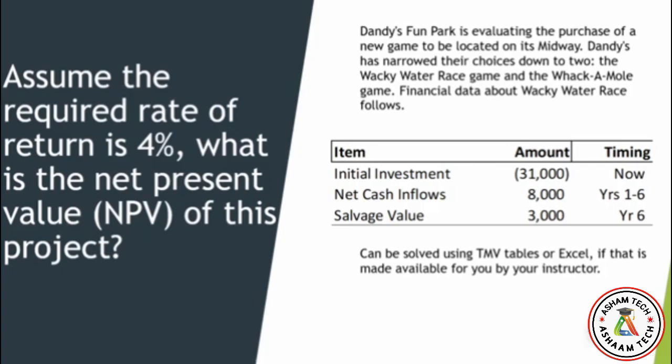So let's look at this net present value question. The fun part is evaluating a new game. They've narrowed it down to Wacky Water Race Game and the Whack-A-Mole. Here's the information about the Wacky Water Race Game. The initial investment is $31,000. It has net cash inflows of $8,000, and we expect that to be consistent every year for 6 years. And at the end of the 6 years, we think it's going to have a salvage value of $3,000.